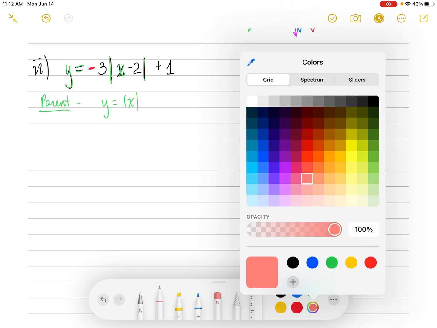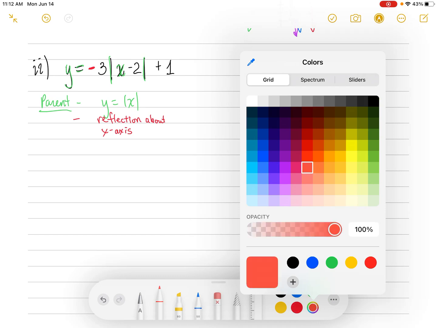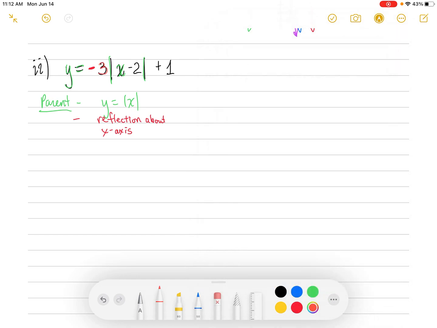We're going to have a minus out in front of the house. So what does that minus do out in front of the house? That is going to be a reflection about the x-axis. Remember, when the minus is out in front of the house, it flips it upside down about the x-axis. And then we have this 3 connected with the minus sign. So the 3 is going to be a vertical stretch by a factor of 3.